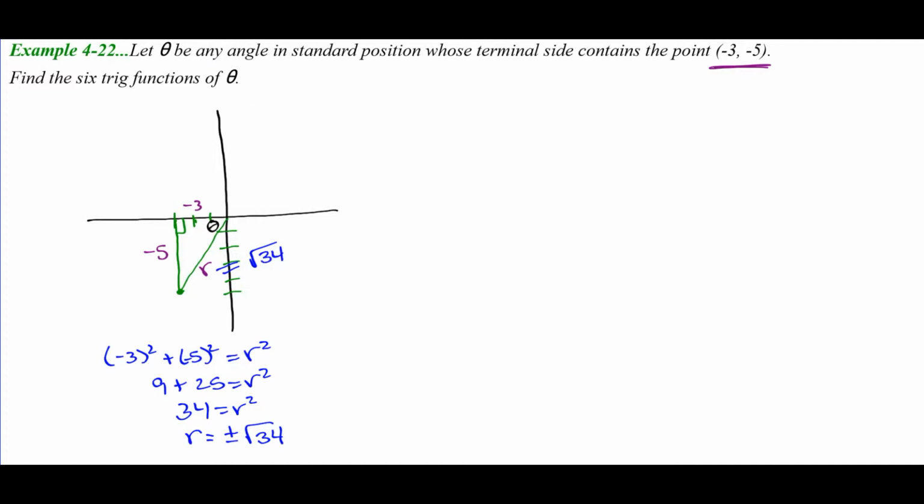Now we want to write the 6 trig functions. It doesn't matter what order we do them in, so I'll just go cosine of theta first. Cosine of theta, remember, is adjacent over hypotenuse, so -3 over radical 34. Don't worry about rationalizing on these. Then sine of theta is opposite over hypotenuse, so -5 over radical 34. And then we've got tangent of theta. Opposite over adjacent is -5 over -3, which is just going to give me 5/3.